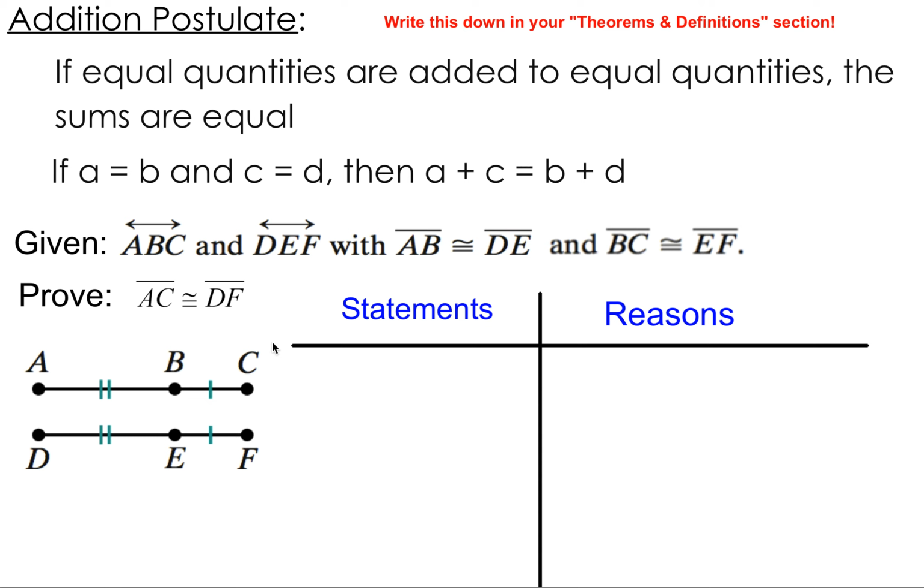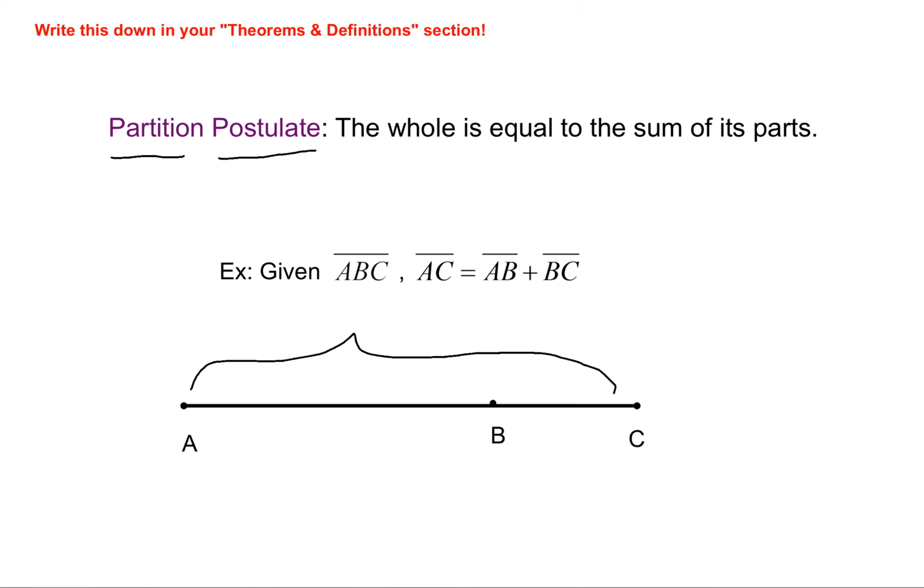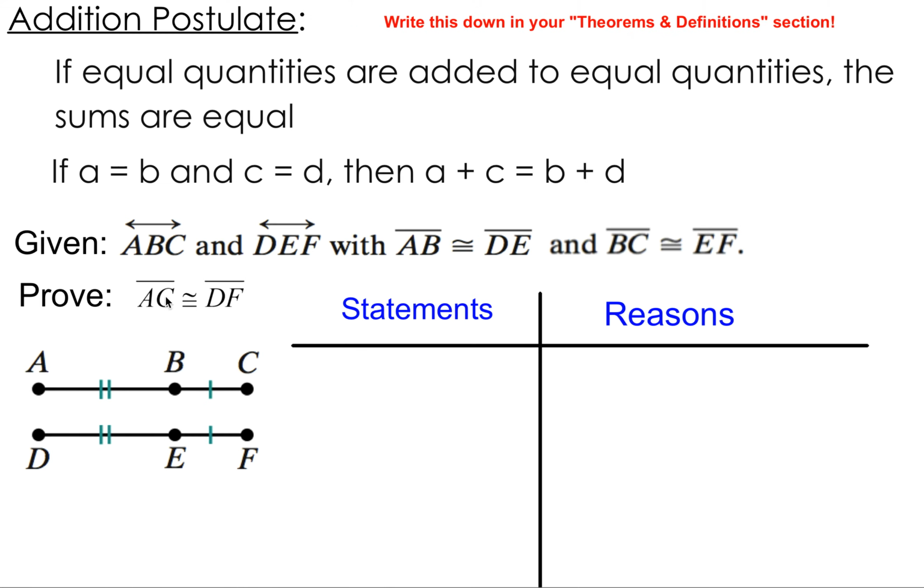The first thing we're going to do is let's use the partition postulate. What did the partition postulate say? It said the whole is equal to the sum of its parts. So what I'm trying to show eventually to prove is that AC, this big line segment AC, and DF are congruent to each other.